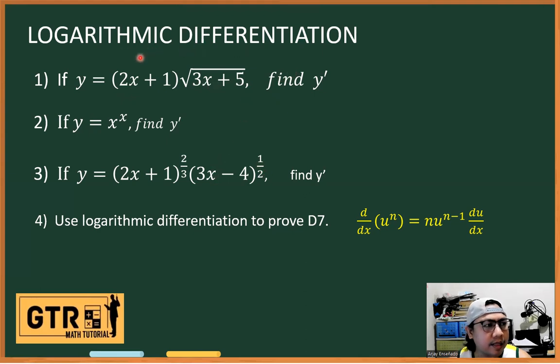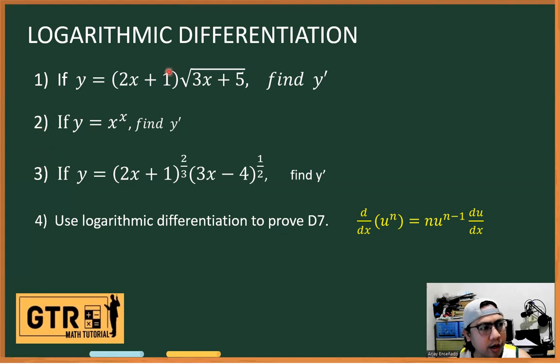So, kailan ba magandang gamitin ang logarithmic differentiation? Kapag ang exponent natin ay rational or meron tayong radical. Kagaya nito, number 1, we have 2x plus 1 times square root of 3x plus 5. So, meron tayong square root. So, pwedeng product rule, pwede rin naman ang logarithmic differentiation.